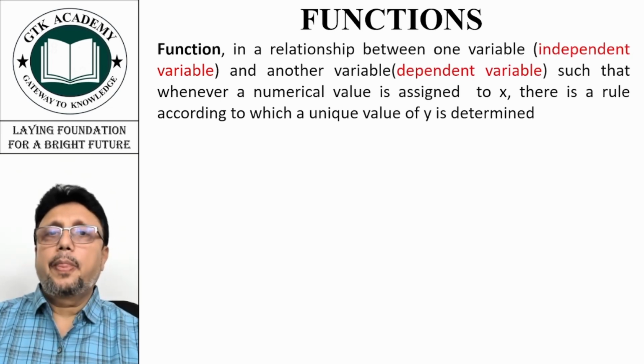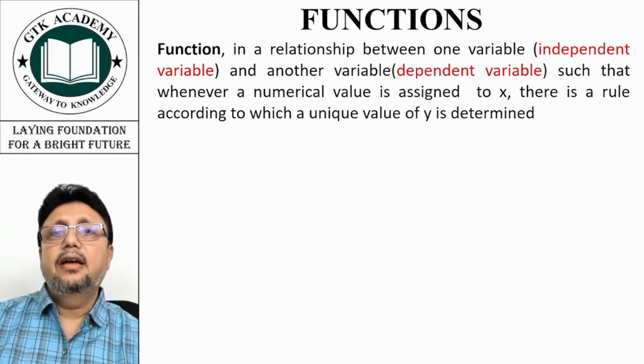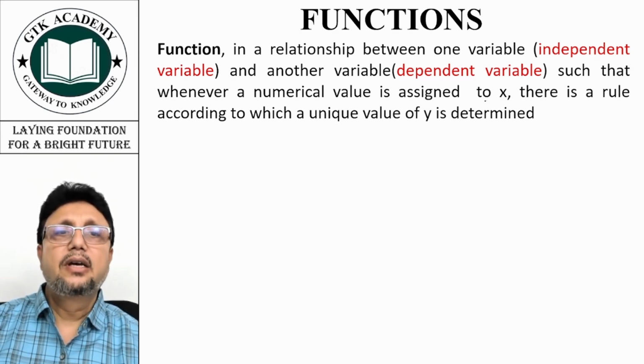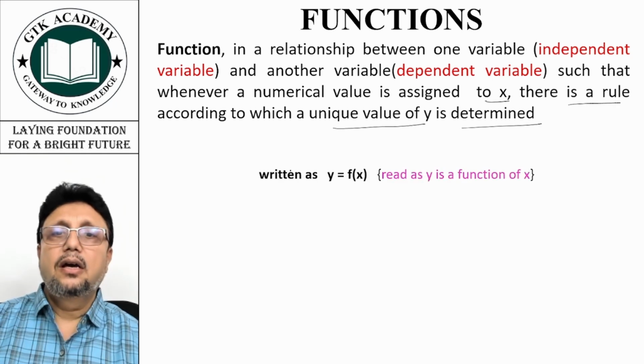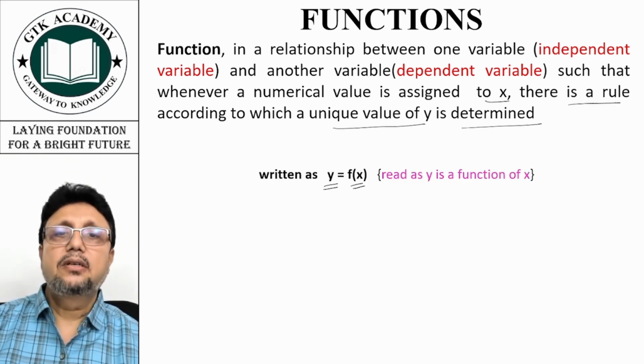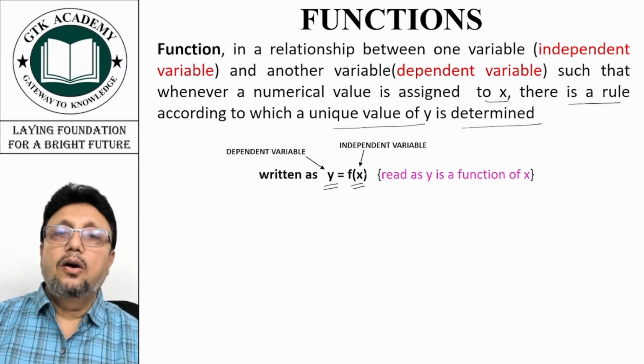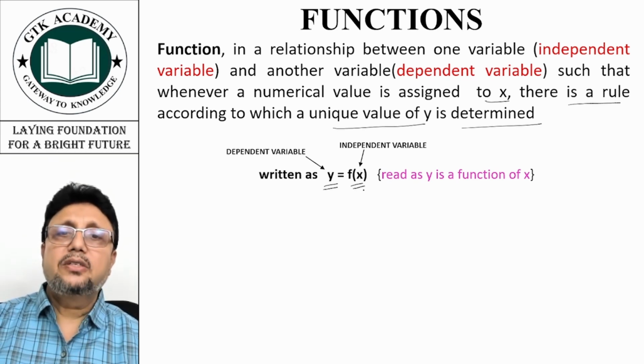Now, what is a function? A function is a relationship between one variable which is independent and another variable which is dependent, such that whenever a numerical value is assigned to x, there is a rule that only a unique value of y is determined. That means it is written as y is equal to f(x). Here x is the independent variable, y is the dependent variable. For a single value of x, you can only have one value of y.